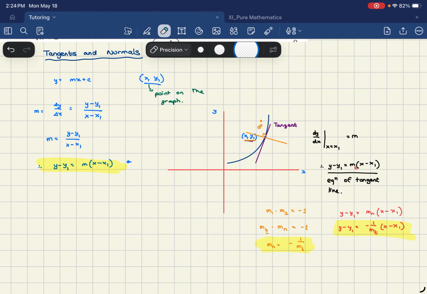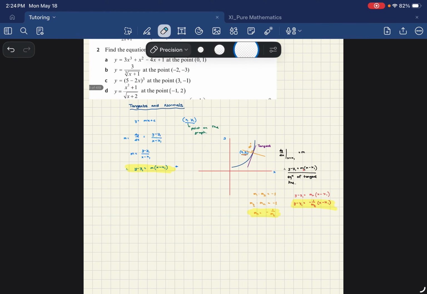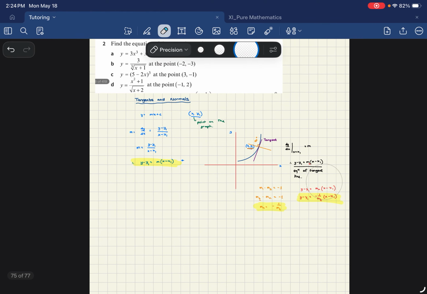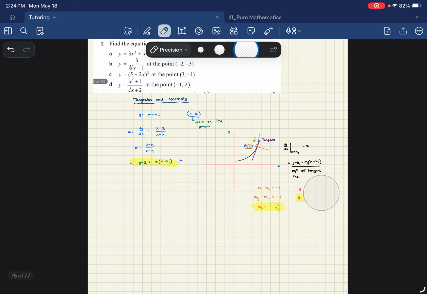So this is topic 5E, I believe. Okay, so let me erase the stuff here. I hope that is okay. And we are going to start with this tangents and normals topic. All right.